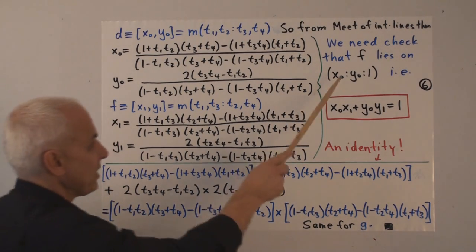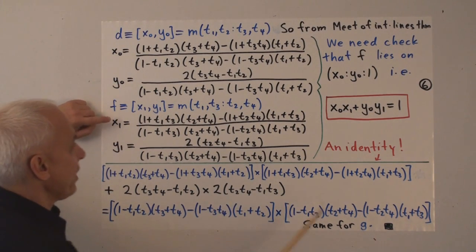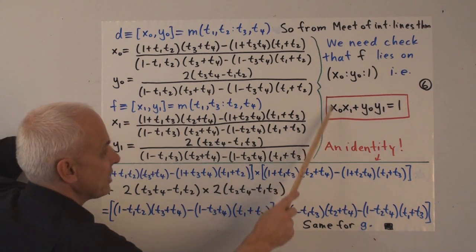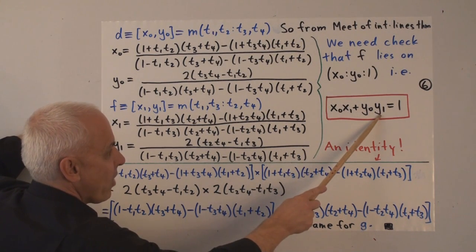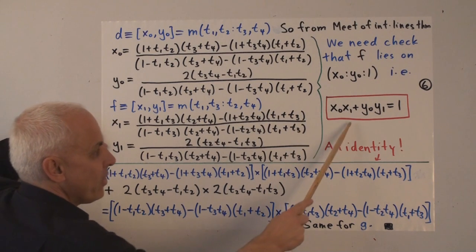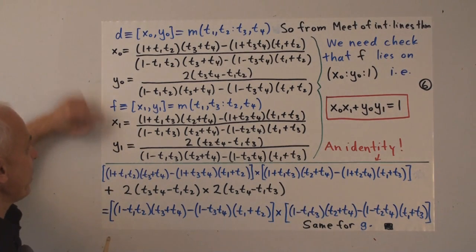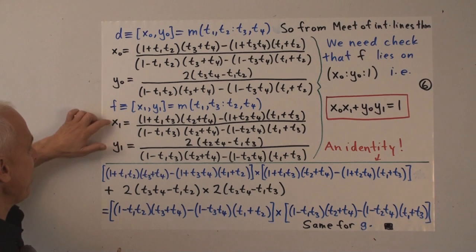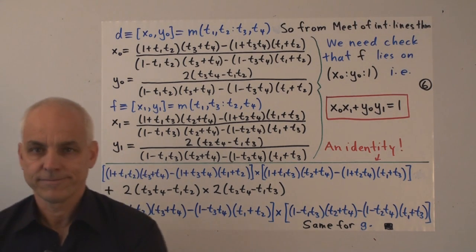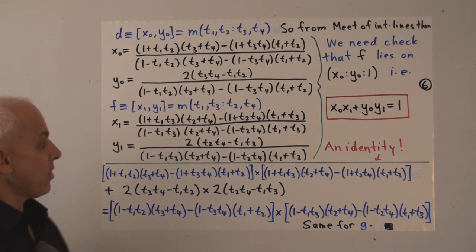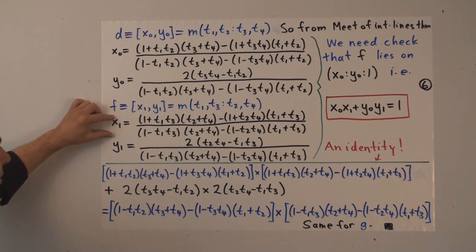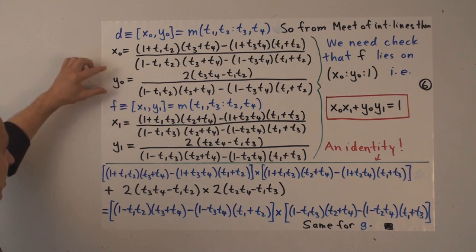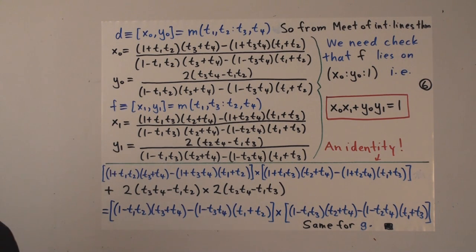And what does it mean for F to lie on this line? Well, it means that the coordinate x1 and the coordinate y1 satisfy the equation x0 times x1 plus y0 times y1 equals 1. We need to check that this is true when x0 and y0 are this, and x1 and y1 are that. Okay, how are we going to do that? So we have to multiply this x0 times this x1. And then we have to multiply this y0 times this y1. Looks like a big headache.